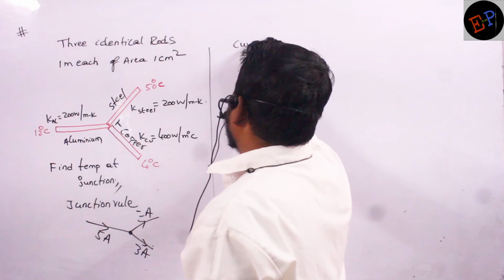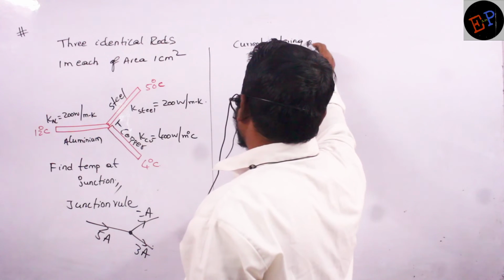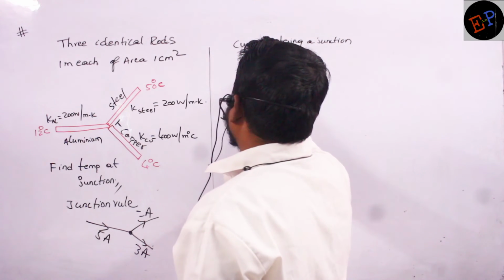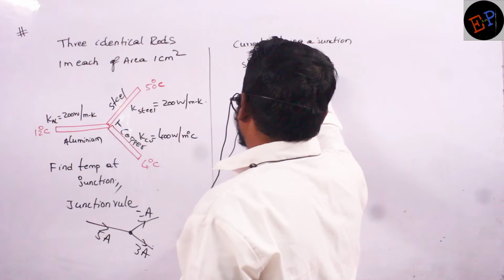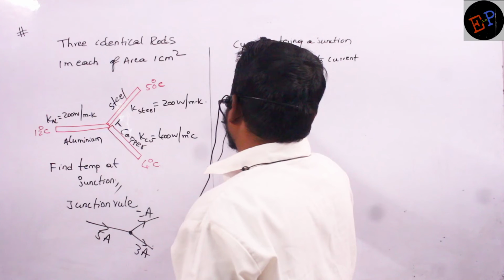Current entering a junction should be equal to current leaving a junction. Okay?